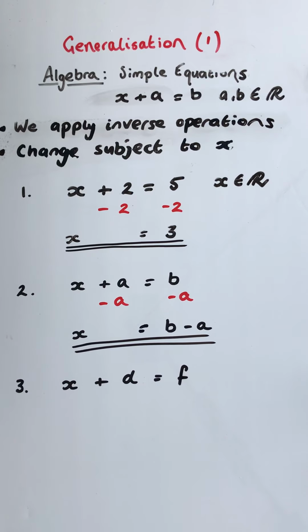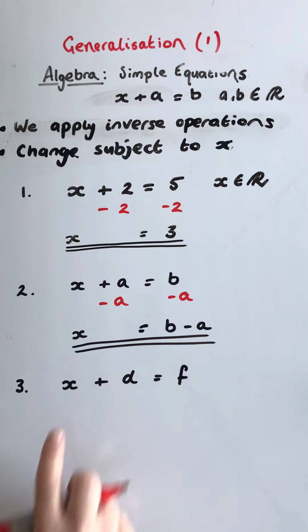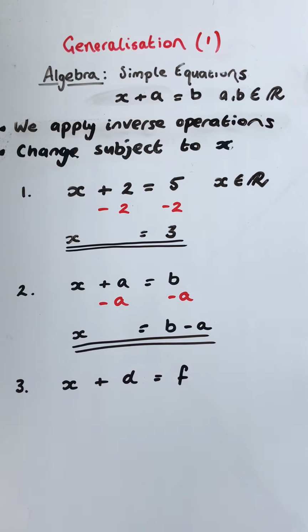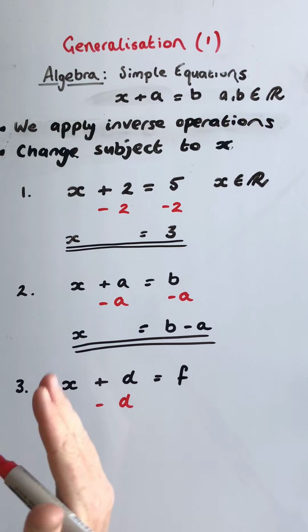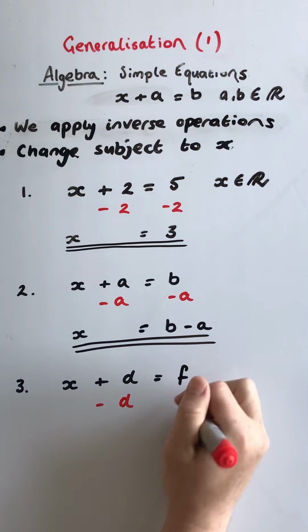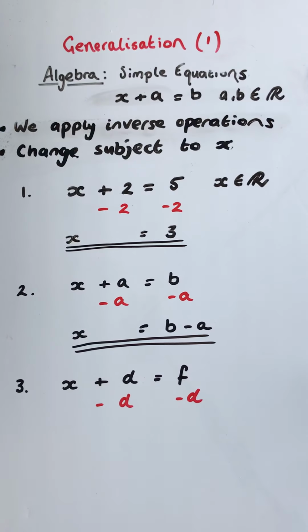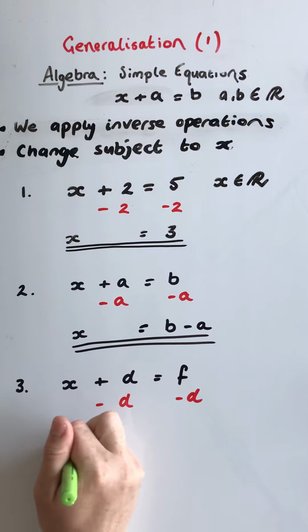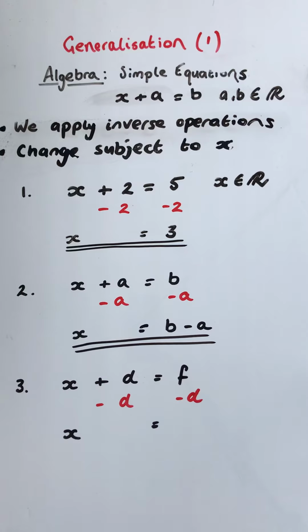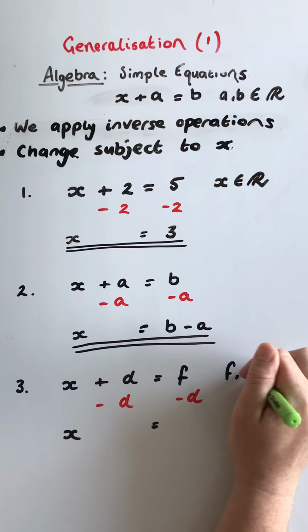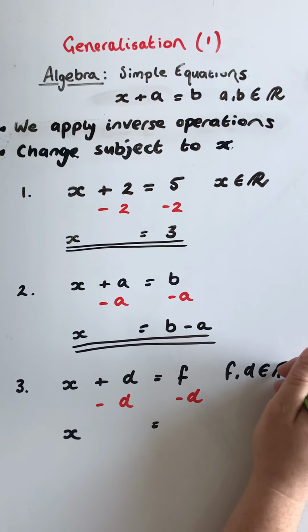Generalise x plus d equals f. So what's affecting x? An addition of d. What's the inverse operation we need to apply to that? Minus d. If we do minus d to the left hand side, we need to do minus d to the right hand side so that this equation remains balanced. d minus d is 0, f minus d. Again, we just say that f and d exist on the number line.